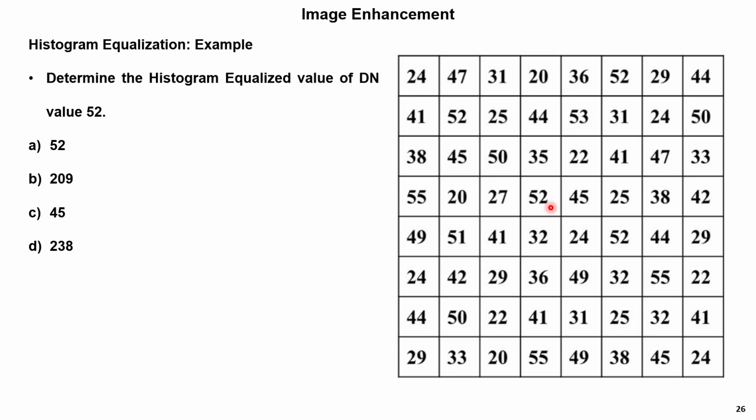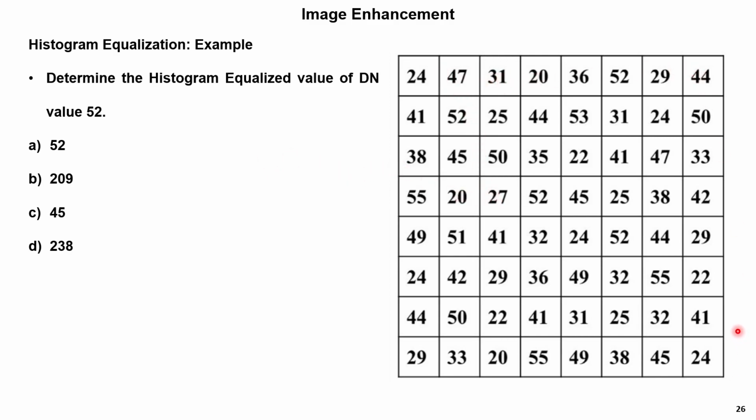So this was one of the previous year assignment questions. Now we will do a manual calculation just to get the hang of how histogram equalization works. We need to find out the histogram equalized value for a dn value of 52. We need to find out what is the output brightness value that it was mapped to, the lookup value.